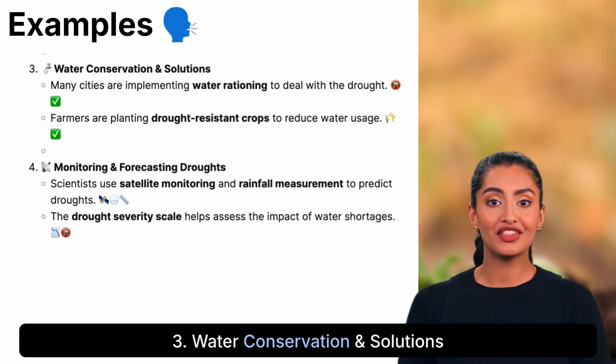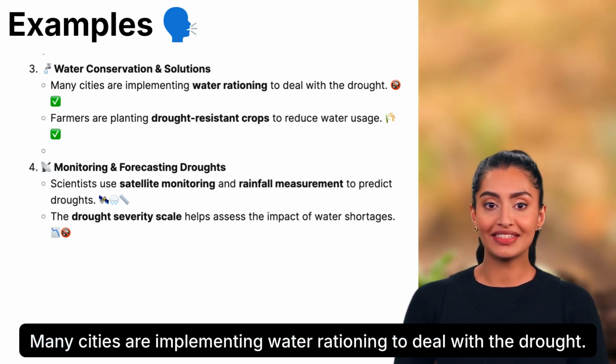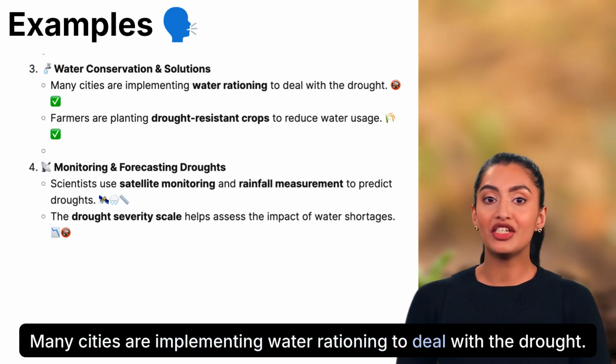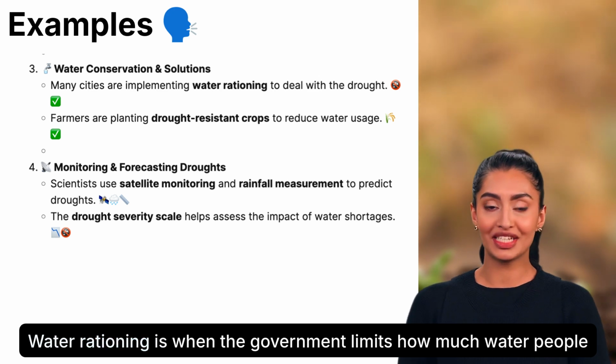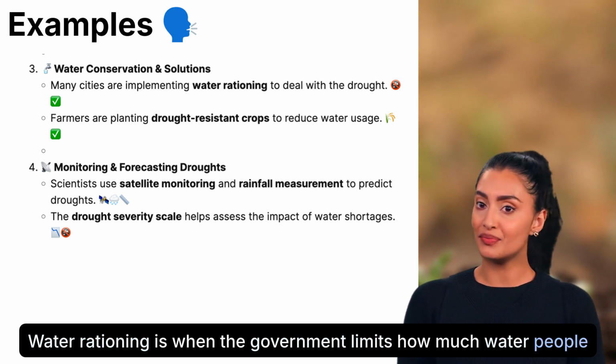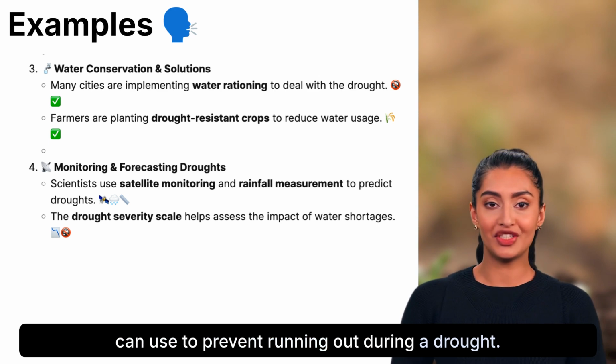3. Water conservation and solutions. Many cities are implementing water rationing to deal with the drought. Water rationing is when the government limits how much water people can use to prevent running out during a drought.